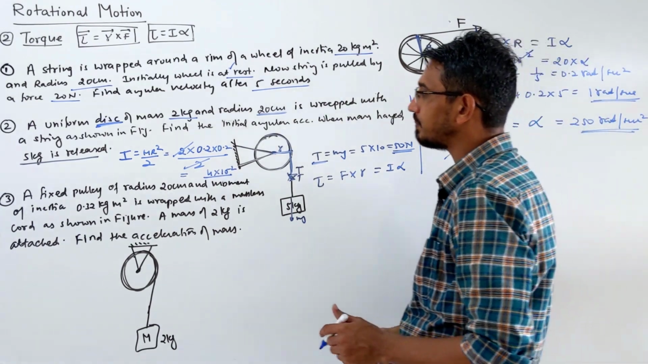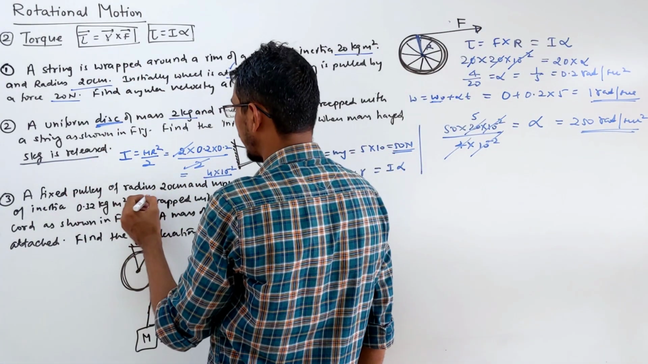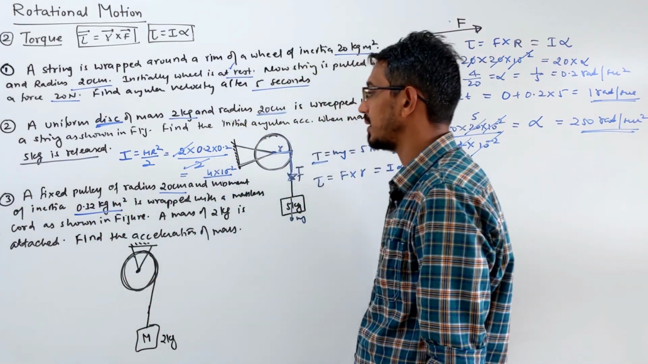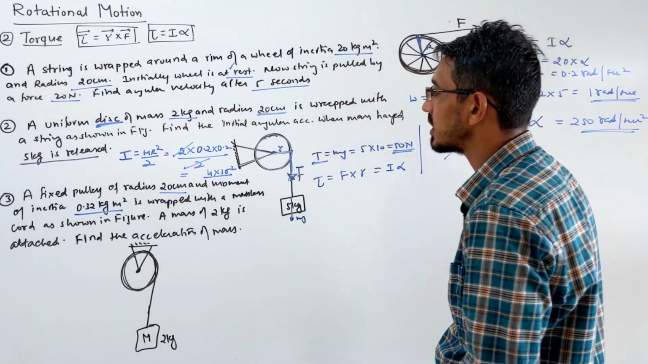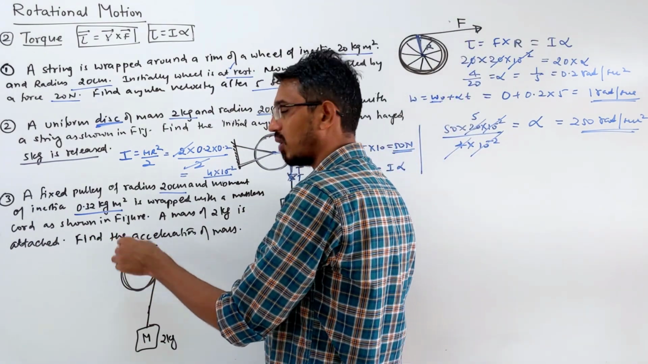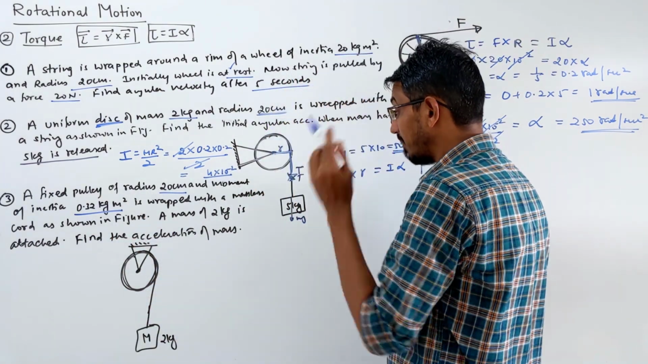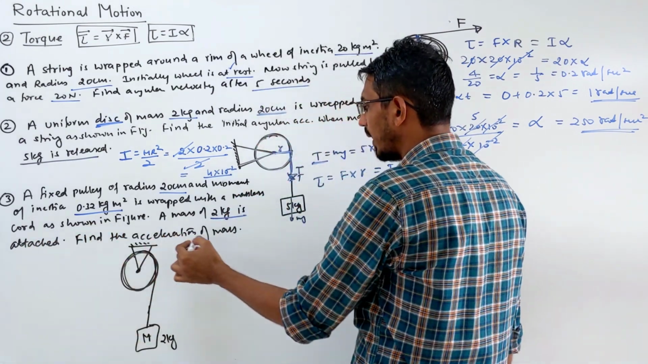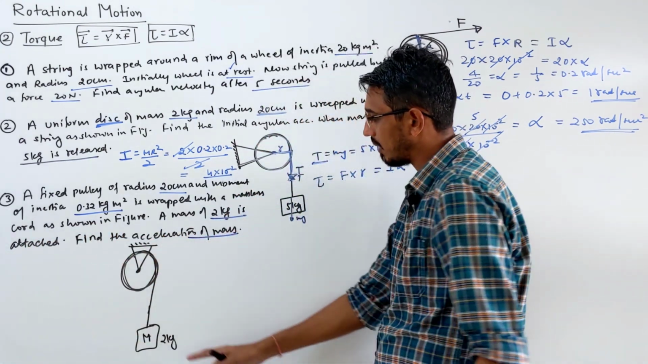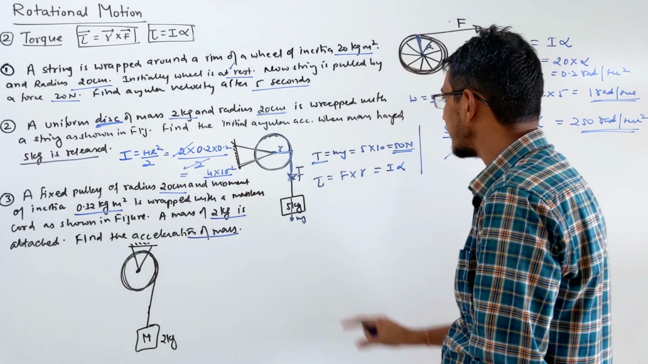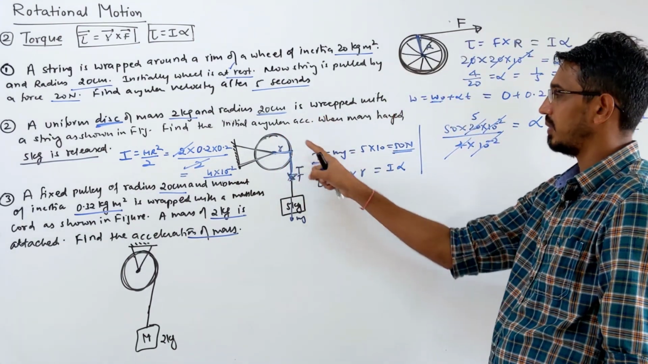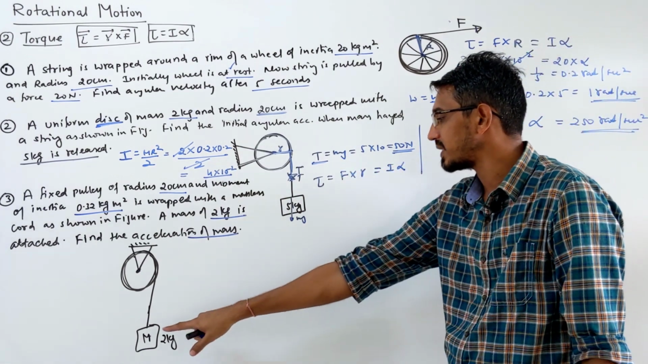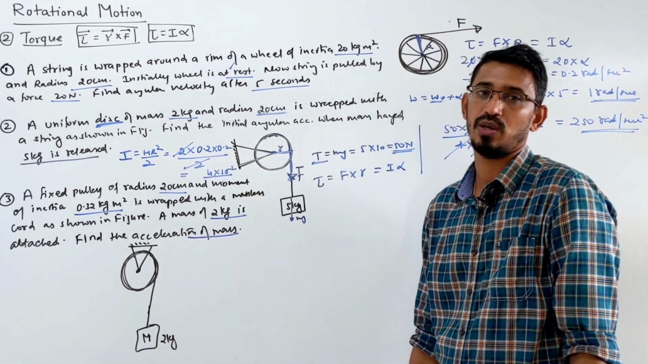Let's see the last problem. A fixed pulley of radius 20 centimeter and moment of inertia 0.32 kg meter square is wrapped with a massless cord as shown in the figure. Again there is a cord wrapped around this. A mass of 2 kg is attached. This is a 2 kg mass. Find the acceleration of this mass. We have to calculate the acceleration of the mass. In the previous question they asked for the angular acceleration of the disk, alpha, that we calculated. Now they are asking for the acceleration of this block.